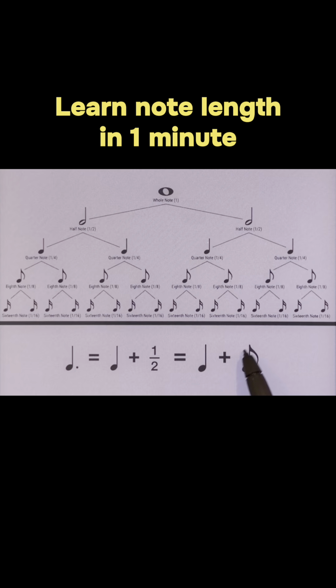a quarter note. And what's half of a quarter note? An eighth note. So dotted quarter note equals quarter note plus an eighth note. And this rule works for every dotted note. Dot means add half. Quick recap before you forget.